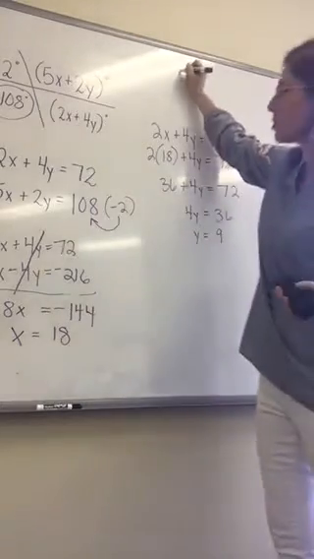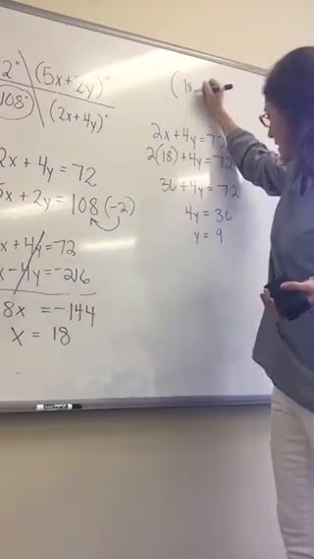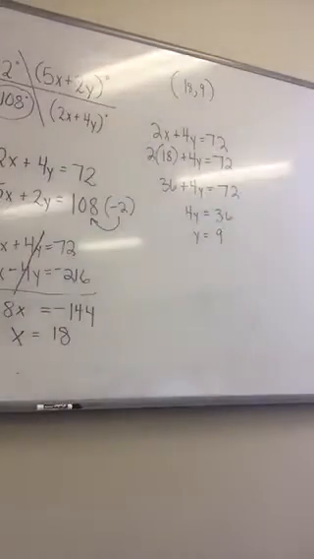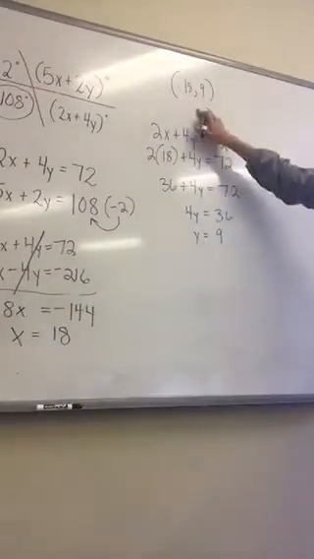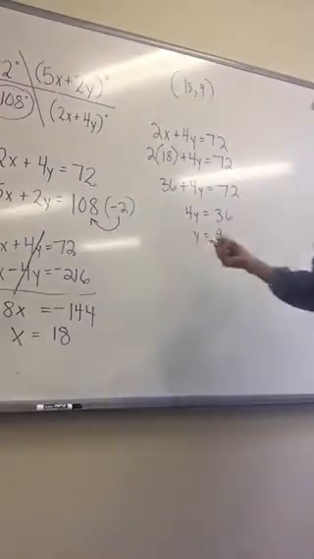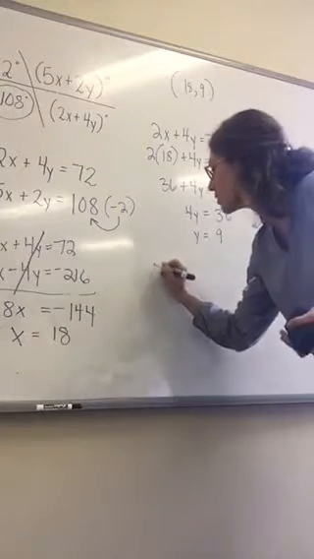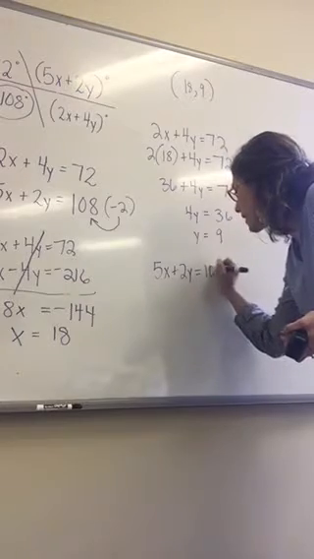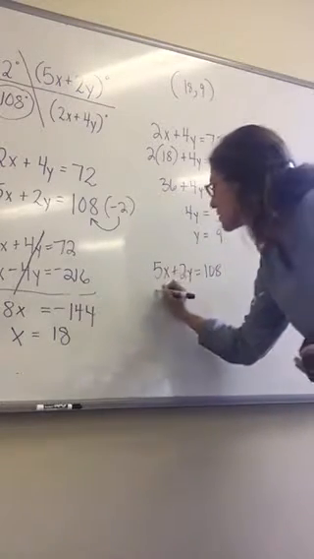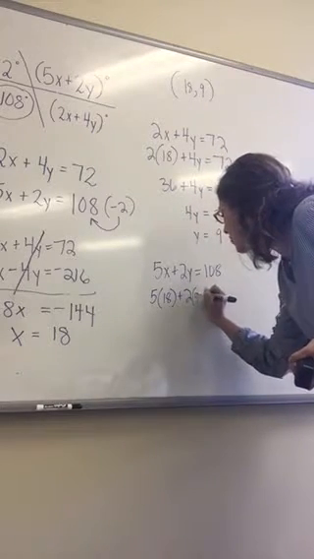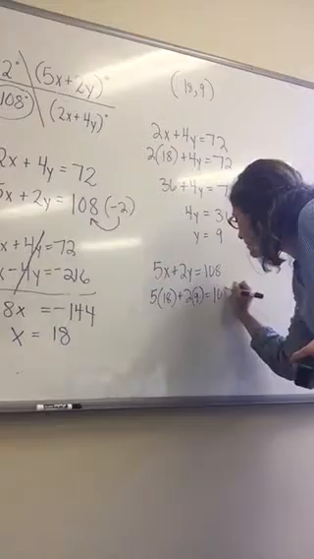Now we have our ordered pair. Our x is 18. Our y is 9. Now, before I keep going, let me make sure I'm on the right track again because we don't need another mistake. Yes, okay. So this is our correct ordered pair, but we must plug it back into one of the equations just to be sure. So let's plug it into 5x plus 2y equals 108. 5 times x is 5 times 18 plus 2 times 9 for our y equals 108.